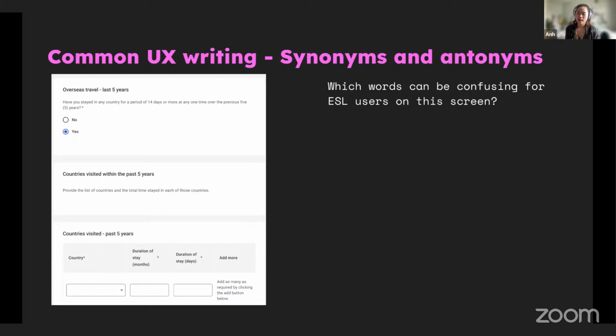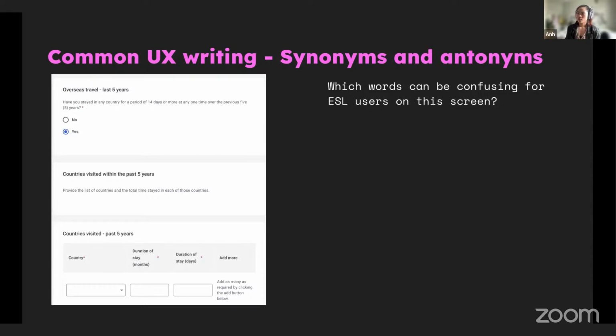The second section asks about countries visited within the past 5 years, and asks you to provide a list of countries and the total time stayed in each of those countries. There's a table at the bottom asking you to fill in the name of the country, duration of stay in brackets, month, duration of stay in days, and adding more.